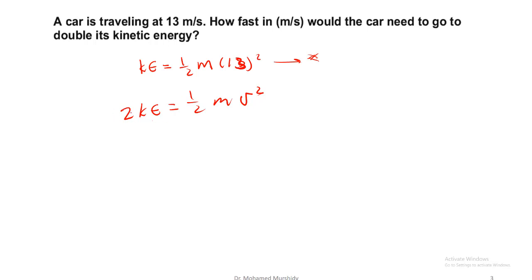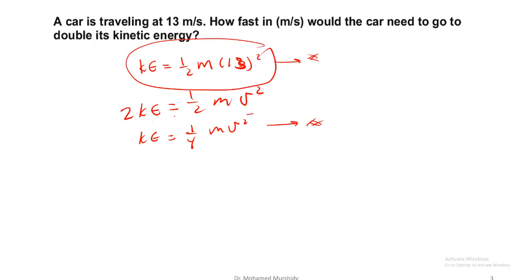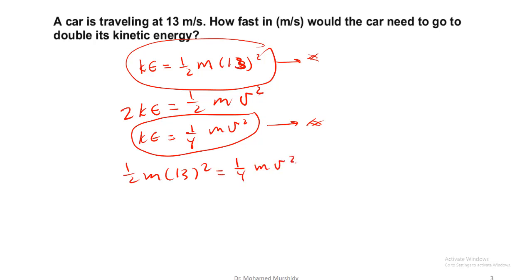I will just take this 2 to the other side. It will be down here. So KE, I'm talking about this equation now, will be 1 over 4. This 2 will be in the denominator, so it will be 1 over 4 m v squared. So look at this equation and that equation, they are equal.